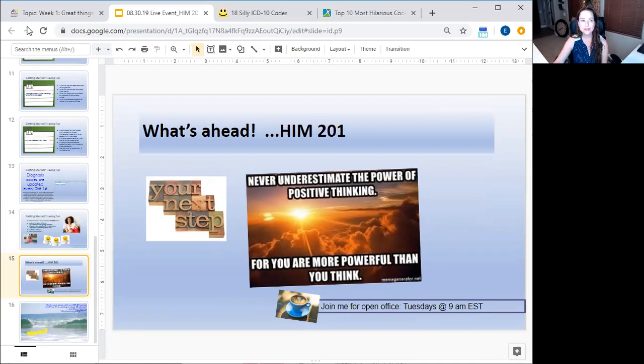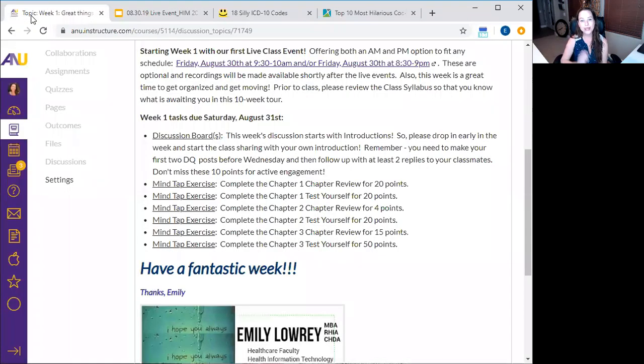And then also just a reminder as we wrap up week 1, here are your to-dos for this week. So we have, of course, the discussion board, which is only open during this week. So please get in there, make your post and your replies so you can get those full 10 points. And then we have quite a few opportunities to get used to MindTap. So we have chapter 1 chapter review and test yourself, chapter 2 chapter review and test yourself, and chapter 3 chapter review and test yourself.